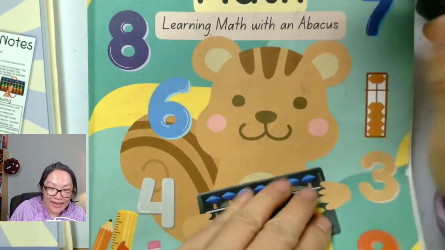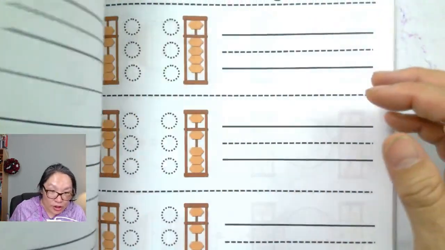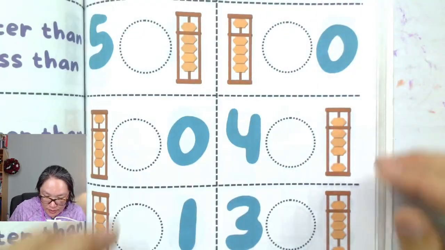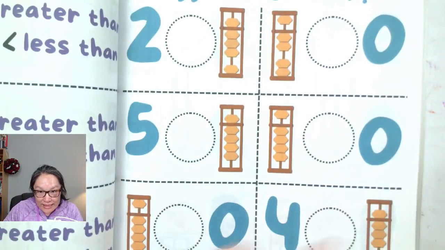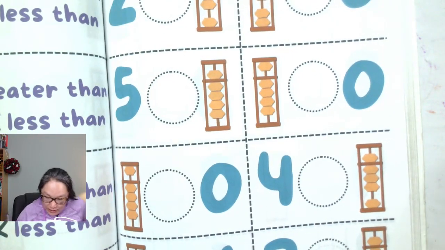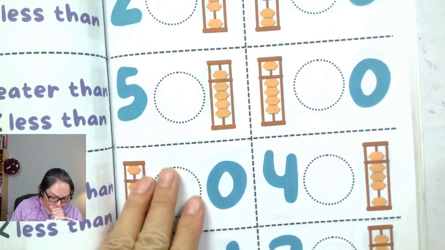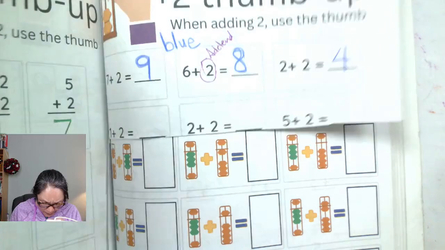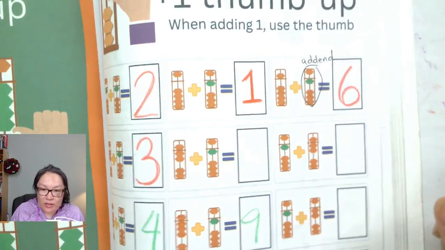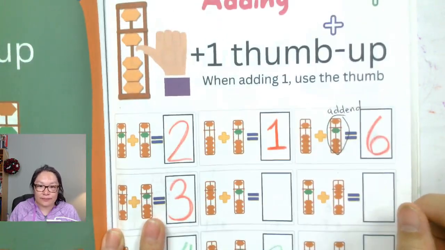Okay, we're going to continue on. This was a little bit about how to read the abacus, and this is for preschoolers. So this is about which number is bigger, which number is smaller. The first thing we're going to do is we're going to understand.